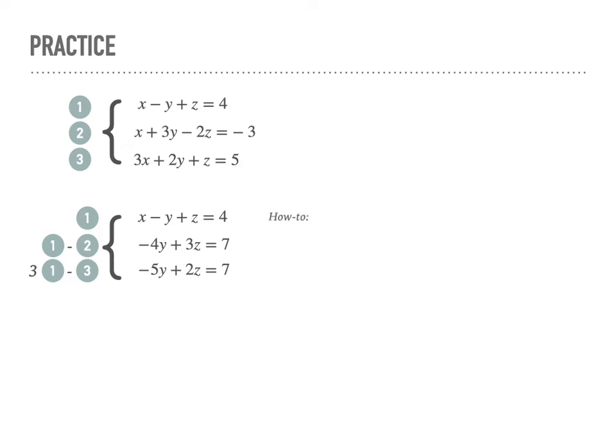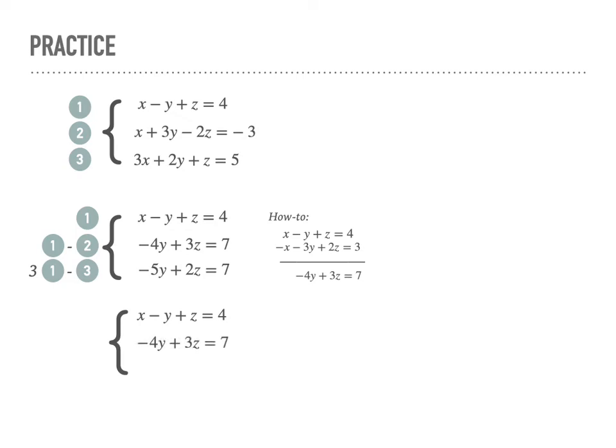If you're a little confused on how to do equation 1 minus equation 2, it's pretty simple. We take equation number 1, which is x minus y plus z equals 4, minus equation number 2. As you can see, I've distributed the negative sign, so it's negative x minus 3y plus 2z equals 3, which is x minus x equals 0x, and then negative 4y plus 3z equals 7, which is our new equation number 2. Remember that when you're performing row operations, you use the very previous equations, not the original ones.